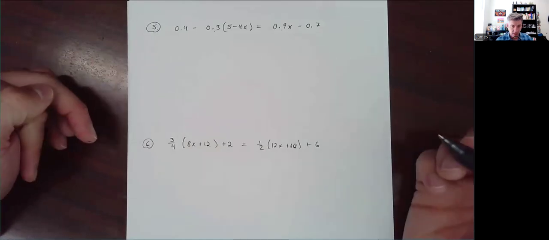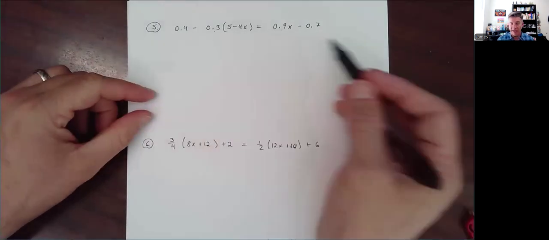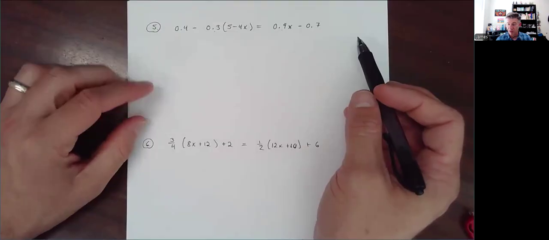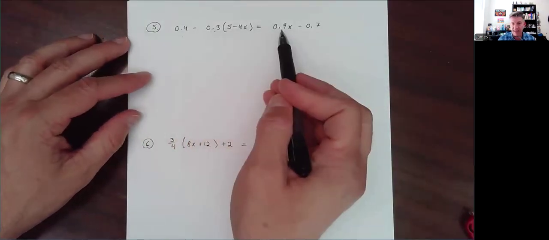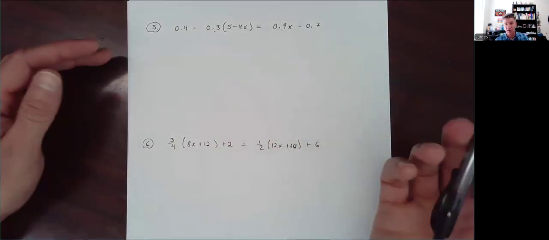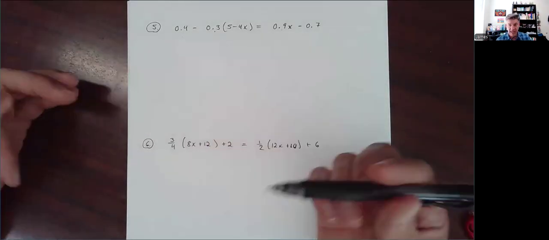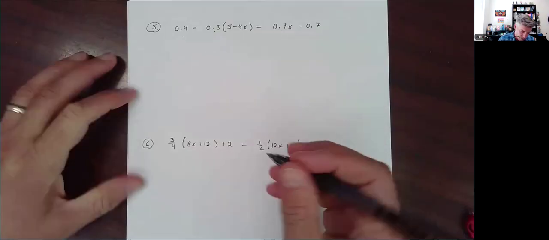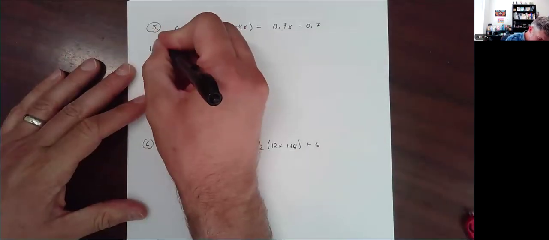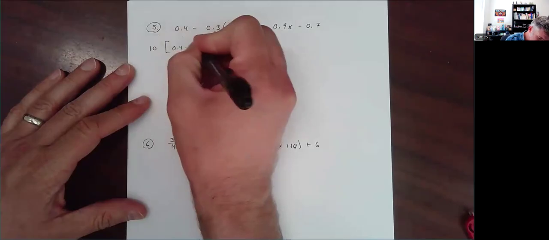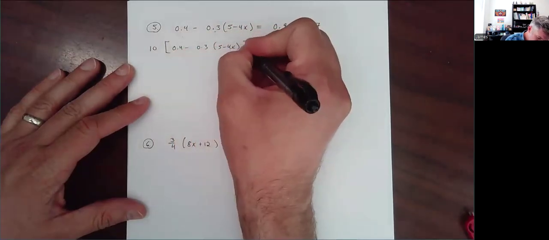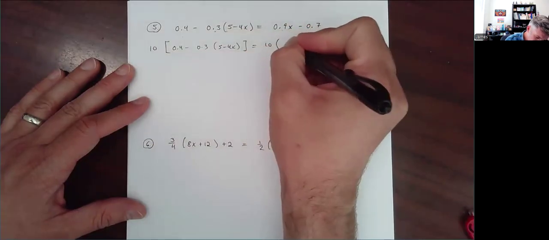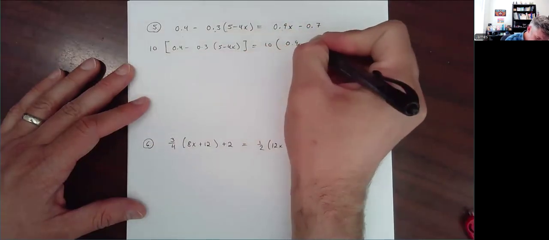A few things to point out here. One, all of these decimals are really fractions with a denominator of 10, right? This is 4/10, that's 3/10, that's 9/10, that's 7/10. But you don't even have to know that. You can multiply both sides of this equation by 10 to get rid of those decimals. So watch. 10 times 0.4 minus 0.3 times 5 minus 4x equals 10 times 0.9x minus 0.7.